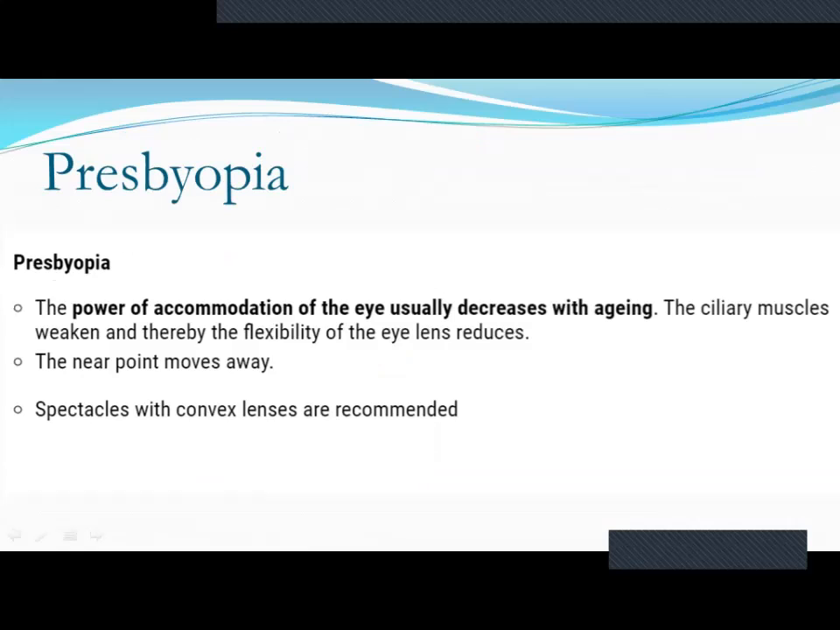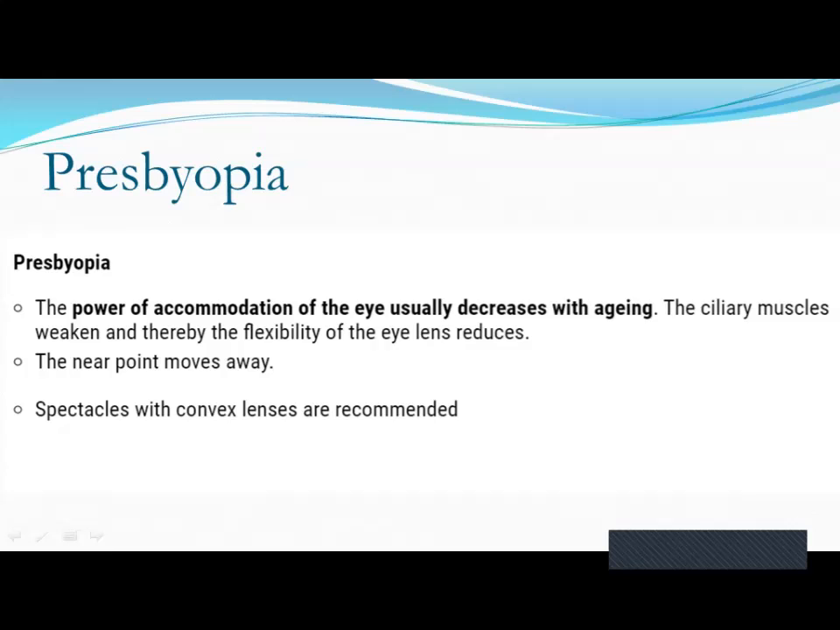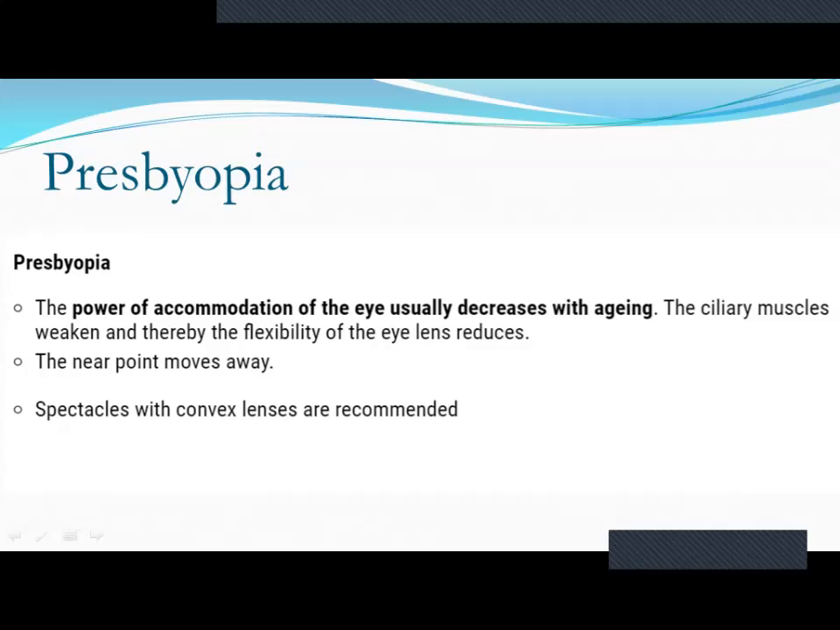Aging means when you grow old, when you become 50 plus, 60 plus, the ciliary muscles become weak. Because of weakening of ciliary muscles, the focusing power may be reduced. The flexibility of eye lenses reduces. So suddenly the focal length changing is not happening in this eye. So the near point moves away.